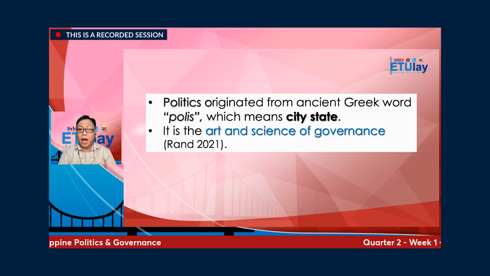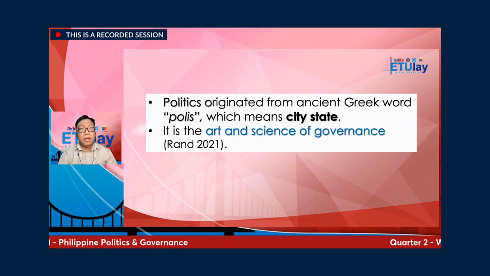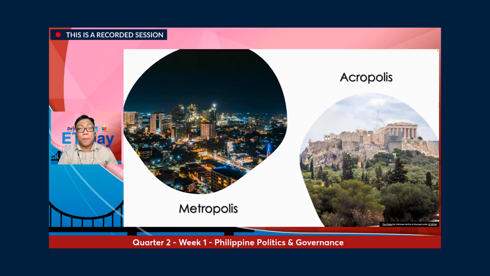So it is the art and science of government. Yung paggogobyerno ay isa diyang art and science. And that's what we call the word polis means, the city-state. No? I will show you these pictures. Metropolis and Acropolis. Sounds familiar, right? Because may say, yan, metropolis yan, ito.